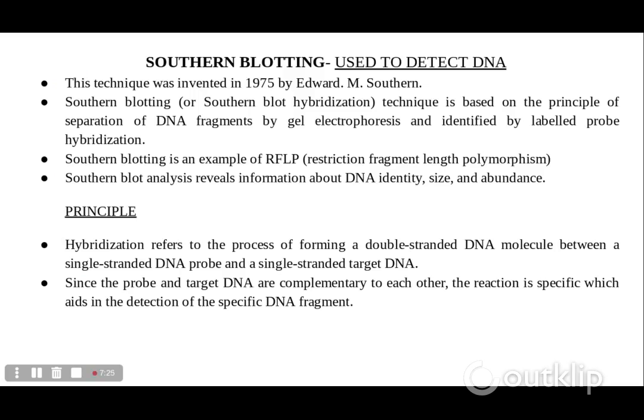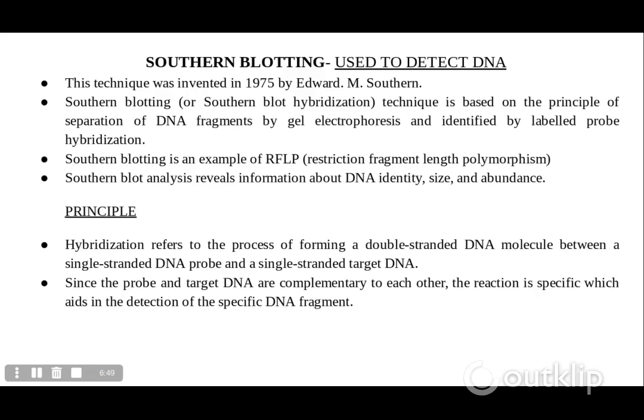Now, Southern blotting. It's a technique which was invented by Edward M. Southern in 1975. Southern blotting has a principle that uses the separation of DNA fragments with gel electrophoresis, which are then identified by a labeled probe through hybridization. It is an example of RFLP, and it reveals information on DNA identity, size, and abundance. So the principle itself is hybridization, which refers to the process of forming a double-stranded DNA between a single-stranded DNA probe and a single-stranded desired target DNA.